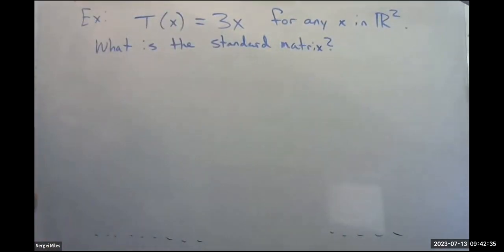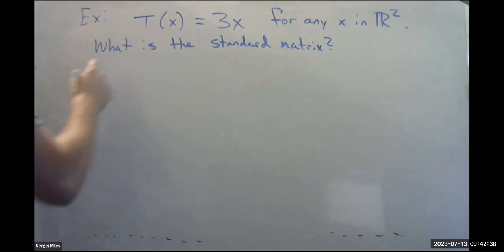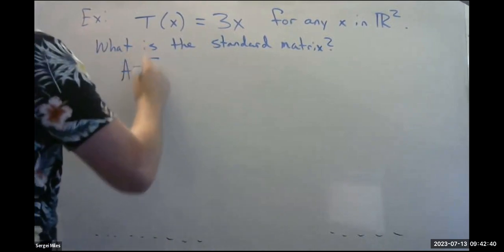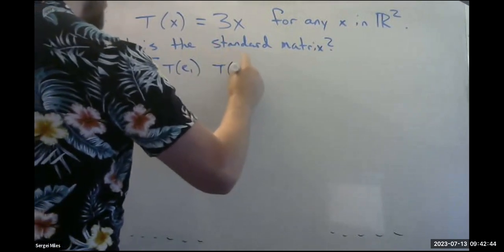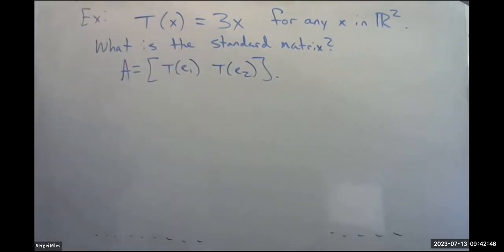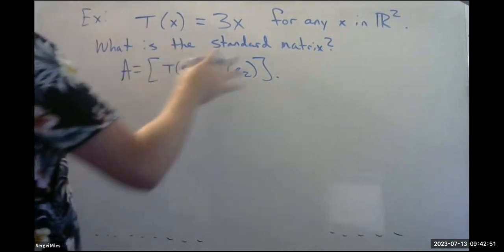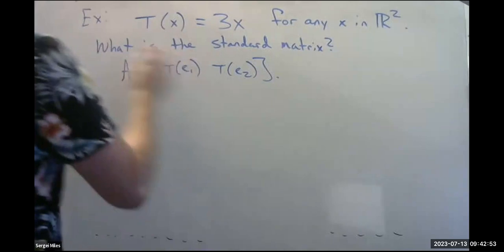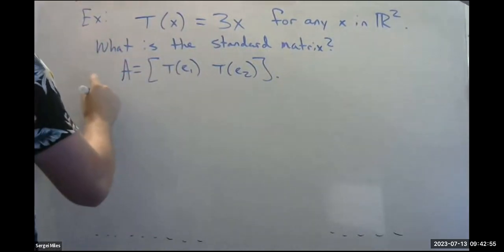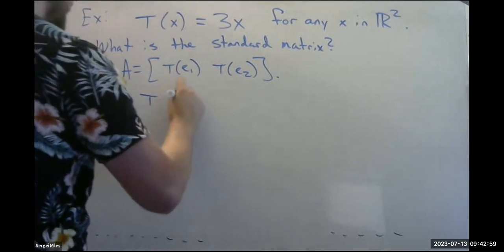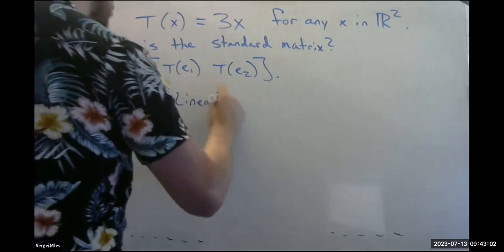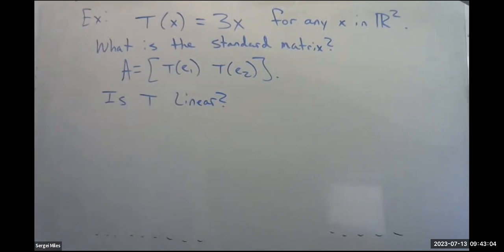Well, how can I find it? According to the theorem I just had on the board, A equals T of E1, T of E2, right? Now, first of all, before we continue, we also need to verify, before I can even find a matrix, before I do this step, I first need to find out, is T linear? In other words, does this T obey the linearity property?